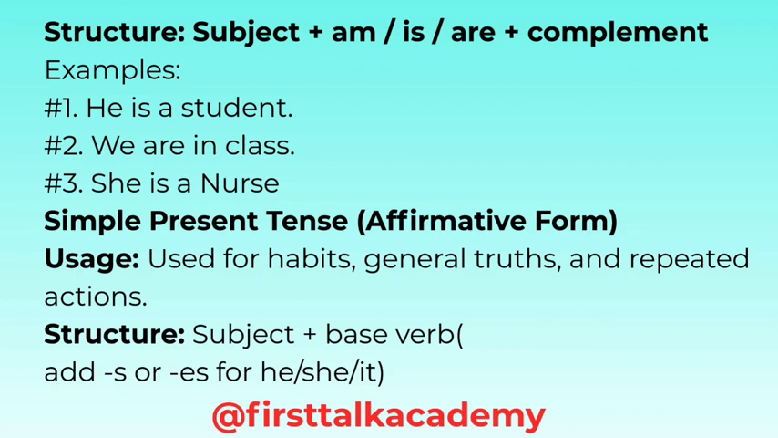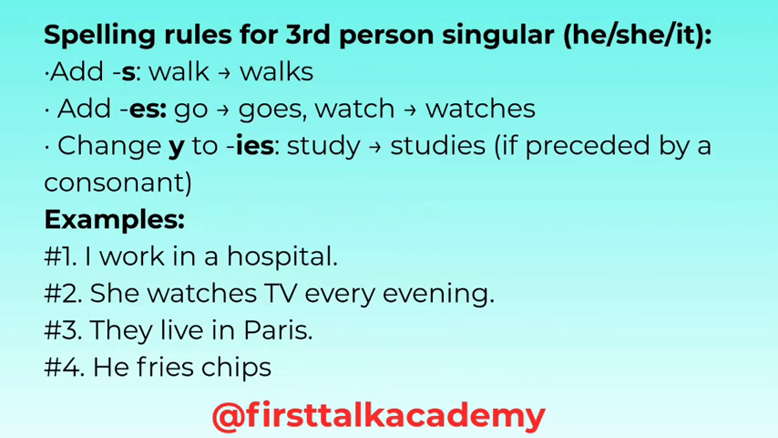Simple present tense, affirmative form. Usage: used for habits, general truths, and repeated actions. Structure: subject plus base verb, add s or es for he, she, it. Spelling rules for third person singular, he, she, it. Add s: walk becomes walks. Add es: go becomes goes, watch becomes watches. Change y to ies: study becomes studies, if preceded by a consonant.